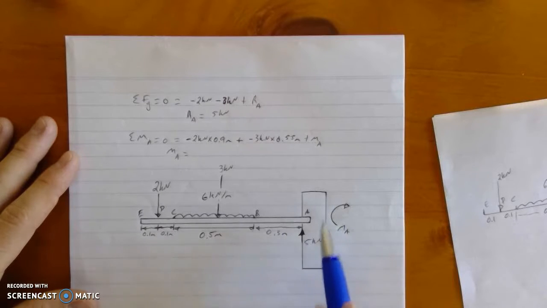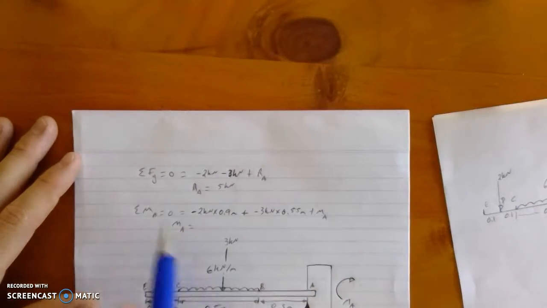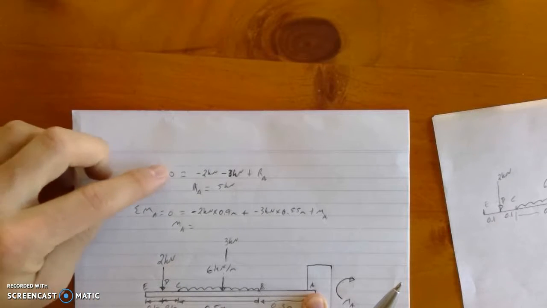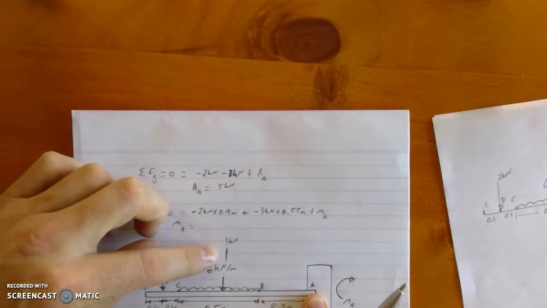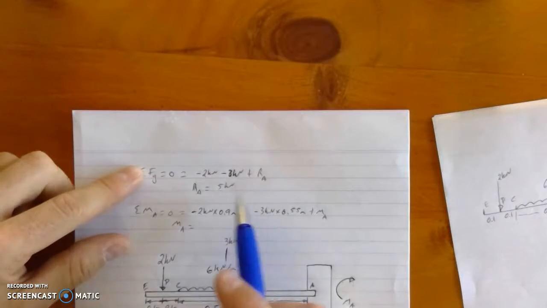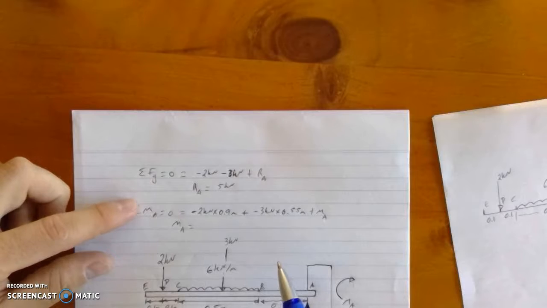Alright, and this is the reaction force here, and we would need to solve for this. And it's also a reaction moment. To find that, the forces must all sum up to 0. So we have negative 2 plus negative 5 plus the reaction force must equal 0. So the reaction force itself is 5 kilonewtons in the positive direction.